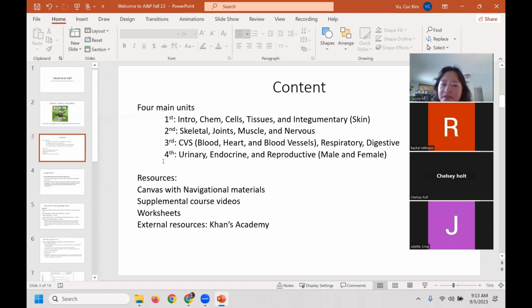Then the third unit includes the cardiovascular system, which includes blood, heart, and blood vessels, the respiratory and digestive. And then we'll end with the fourth unit, which is on urinary, endocrine, reproductive, both male and female.